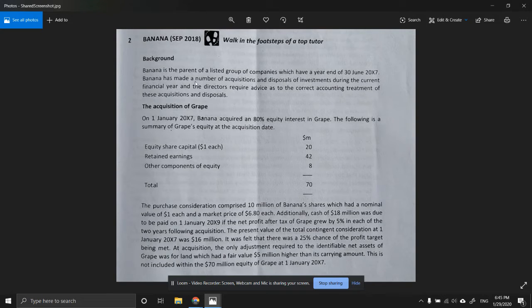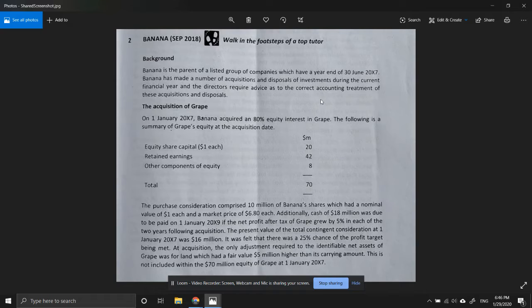So background: Banana is a parent of a listed group of companies which have a year end 30 June 20x7. First thing first, I have noticed the dates already. This date and this date, did you notice something? Banana has made a number of acquisitions and disposals of investment during the current financial year, and the directors require advice as to the correct accounting treatment of these acquisitions and disposals.